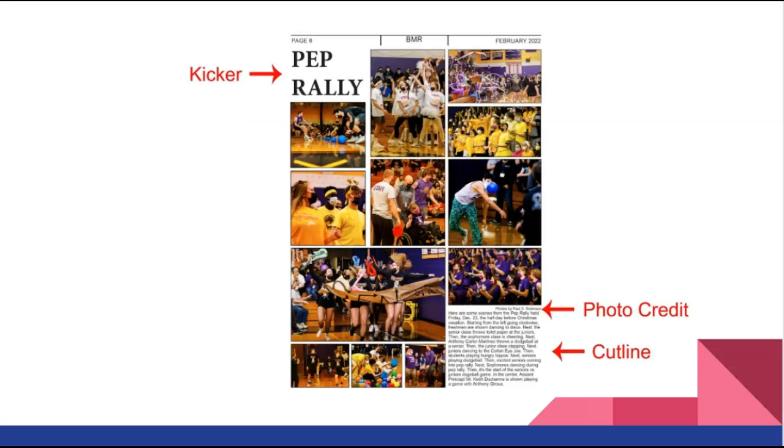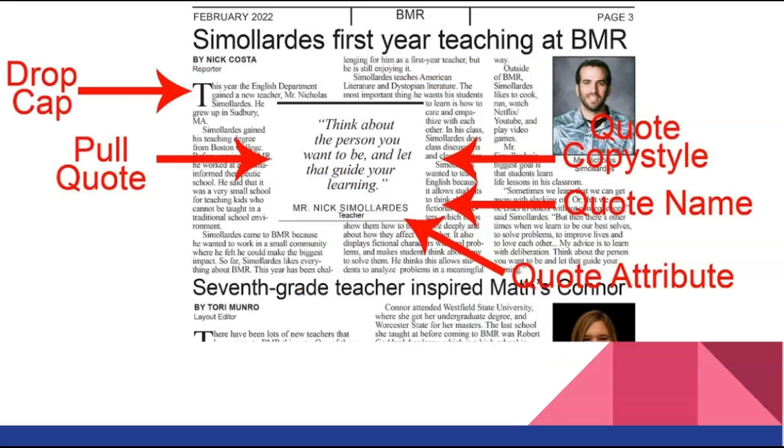So here's some examples of the photo elements. The words pep rally are the kicker. You have who the photo is by, and that's the photo credit. And then you have a long cut line explaining all those things and all those people. In newspapers, the more names you get in it, usually the better they sell.